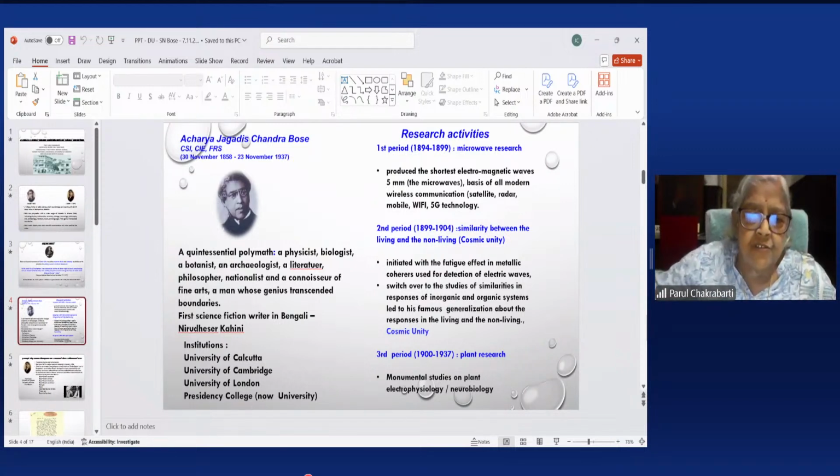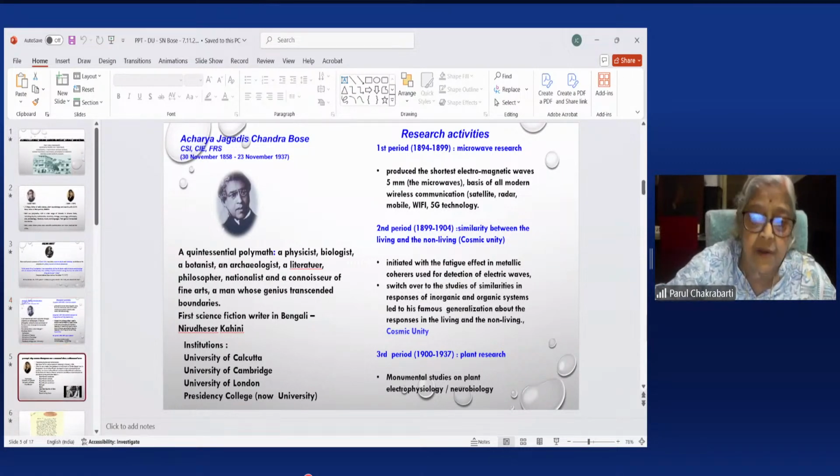Jagadish Bose, you know about his contribution. Even then, to summarize, I will say a little bit for the students. His research activities can be divided into three periods. First period, 1894 to 1899, is microwave research. Second period, 1899 to 1904, similarity between living and non-living, that is cosmic unity. And third period, 1900 to 1937 till his demise, plant research, monumental research on plants. The institutions he worked in: University of Calcutta, University of Cambridge, University of London, Presidency College, now a university.